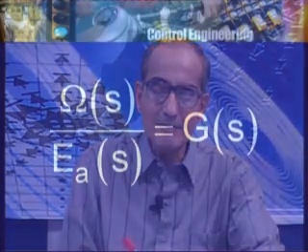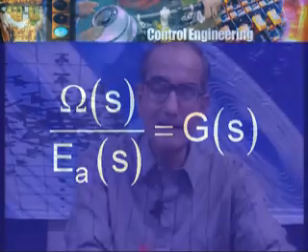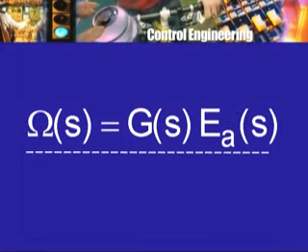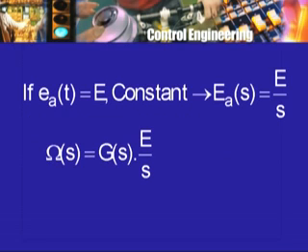Let us denote this transfer function by simply Gs, so that I do not have to read out the whole expression all the time. So I have omega divided by Ea equal to Gs, or I will write it as omega s equal to Gs into Ea of s. So let us now consider the special case when the applied voltage is constant. So the applied voltage, let us say Ea of t is equal to some number E, capital E, constant. So what is the Laplace transform of it? Ea of s is E by s. Therefore omega s becomes Gs into E by s.